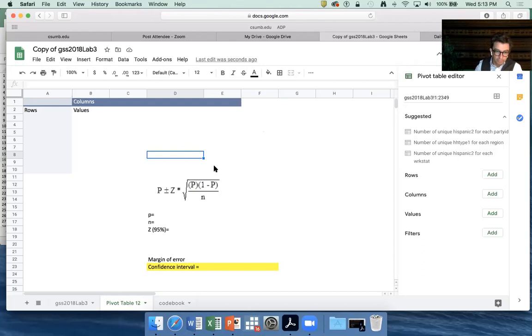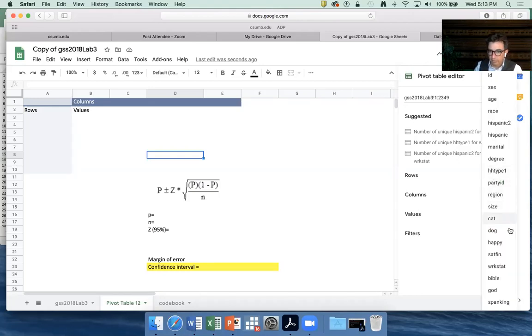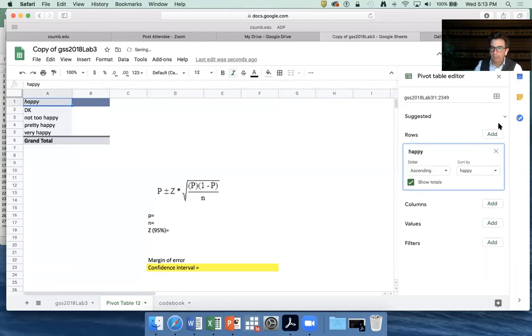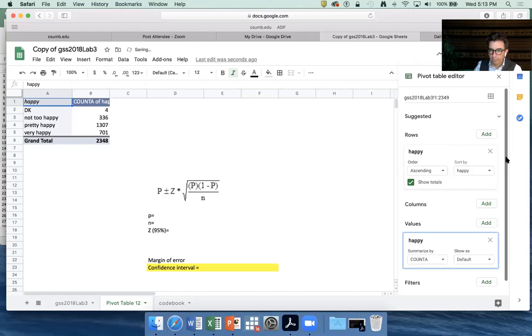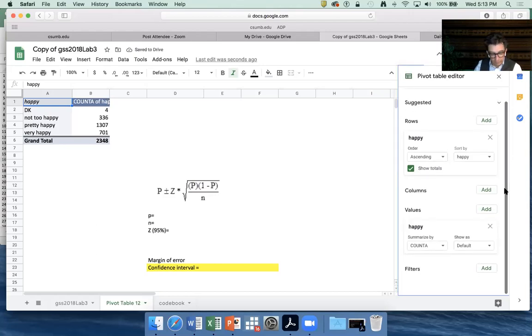All right, so we're going to use the variable happy that asks for that. We're going to go to the rows and ask for this variable happy. And we're also going to go to the values and ask for that variable happy. We're getting the frequency distribution for that variable to find out the percentage of respondents that answered very happy.